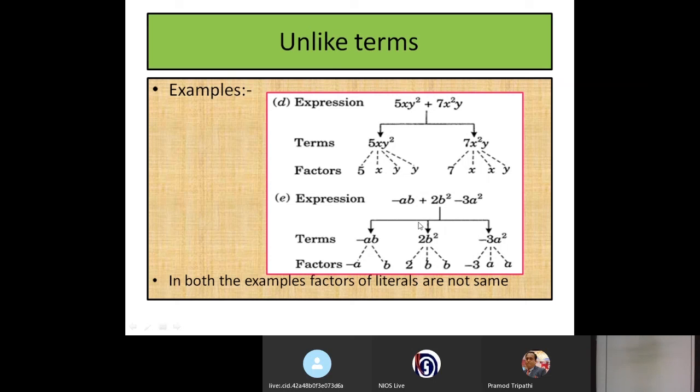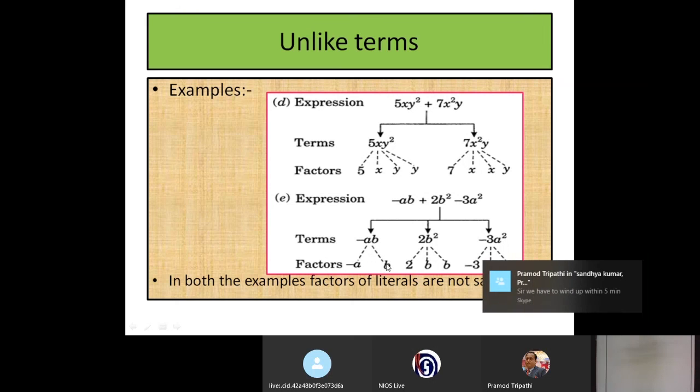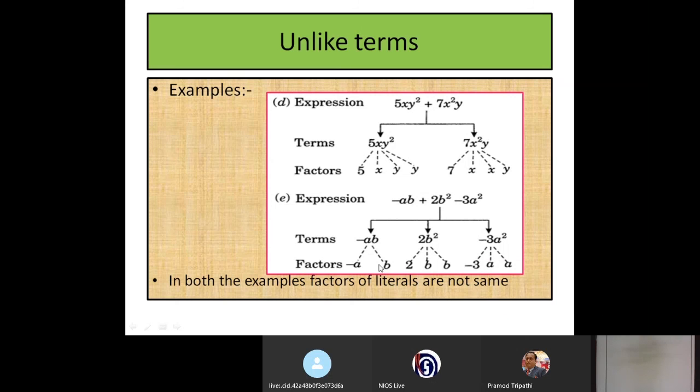So these are 2 unlike terms. Similarly, in the expression minus ab, 2b square, minus 3a square, the terms are minus ab, 2b square, and minus 3a square. The factors are minus a and b, 2b into b, and minus 3, a into a. These are unlike terms because the literal factors are not the same.